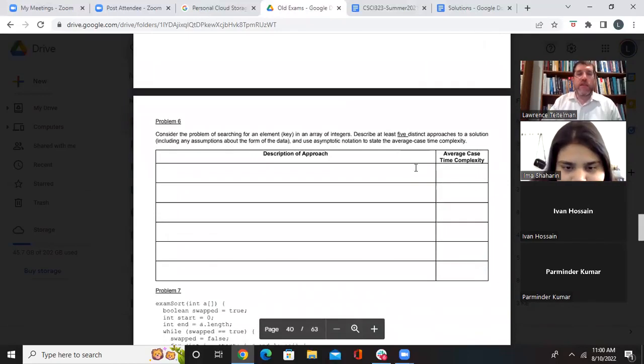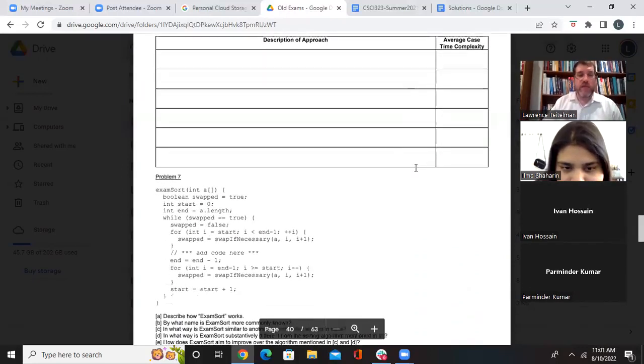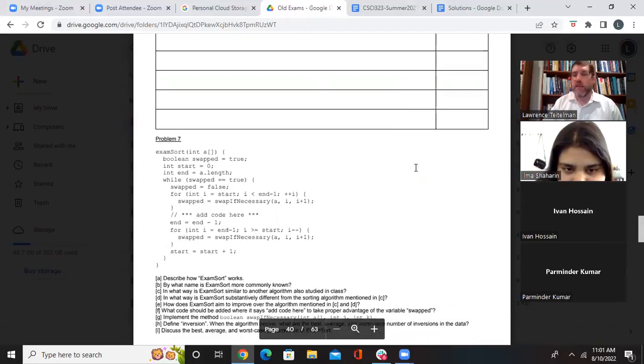Okay. Consider the problem of searching for an element key in an array of integers. Describe at least 5 distinct approaches to a solution, including any assumptions about the form of the data, and use asymptotic notation to state the average case time complexity. Okay. Oh, he wants number 7. All right, let's look at number 7. Okay. This one here?